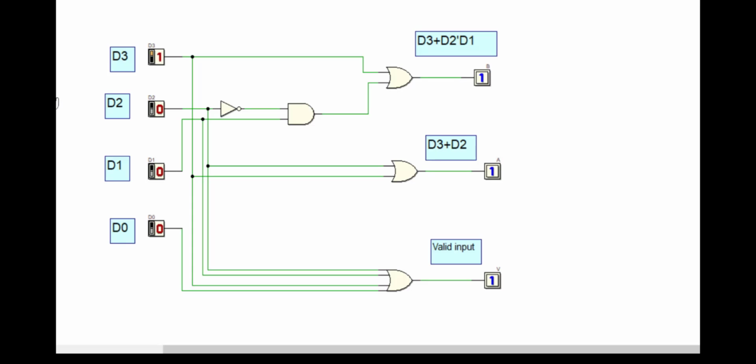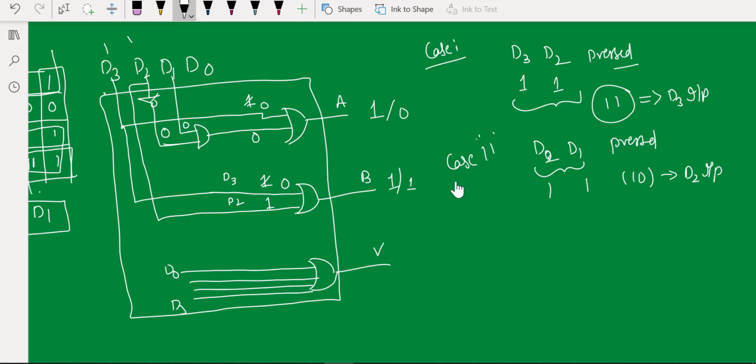This is how your priority encoder will overcome the problem of more than one input being activated at the same time by defining the priority for each input. Please remember, this priority can be defined depending on the user's interest. Now let us see the 8 input priority encoder, similar to your 4 input priority encoder.